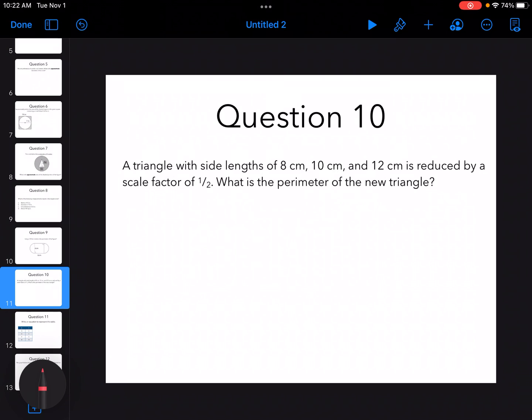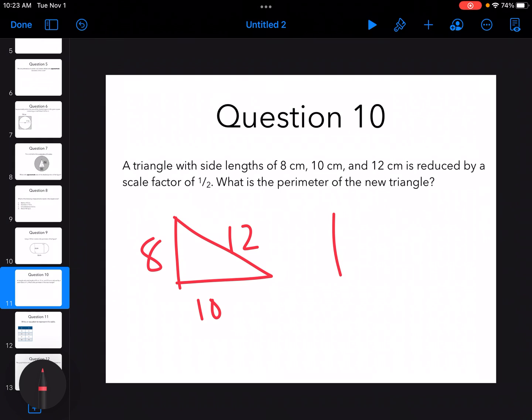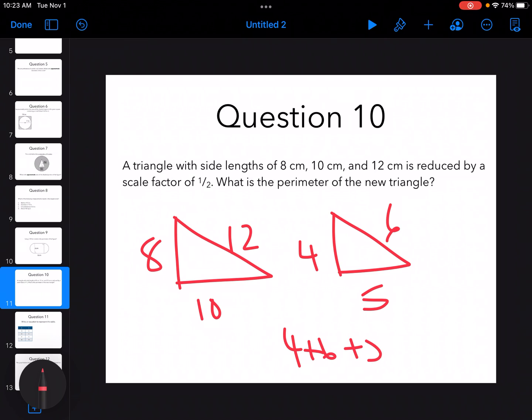All right, a triangle has side lengths of 8, 10, and 12. And it's reduced by a scale factor of 1/2. So they're cutting it in half. So that means that's 4, 6, and 5. What is the perimeter? So perimeter tells me to add. So 4 plus 6 plus 5 gives me 15.